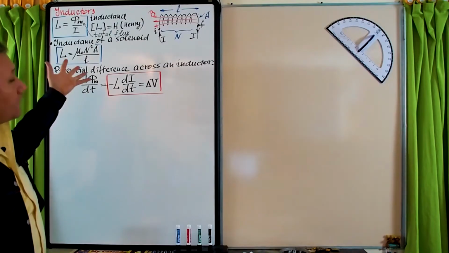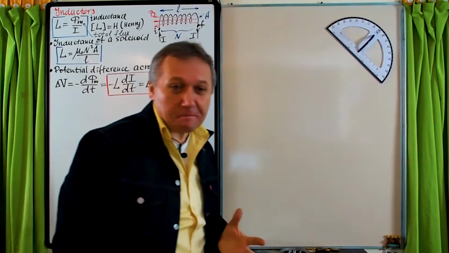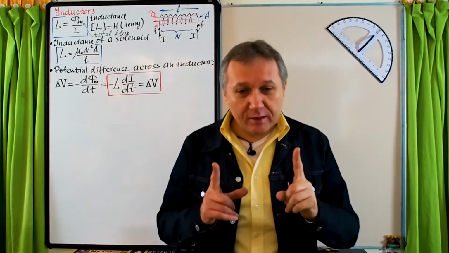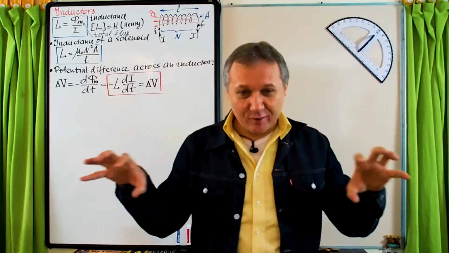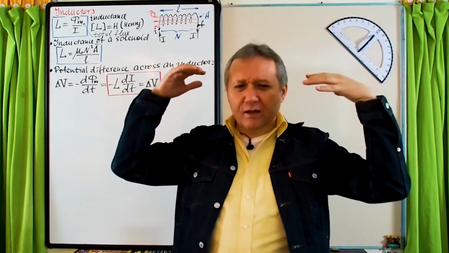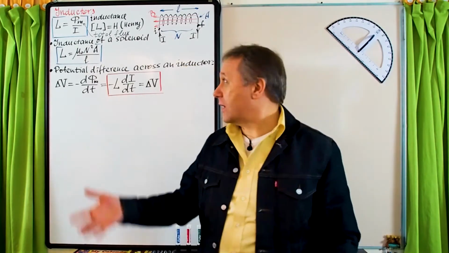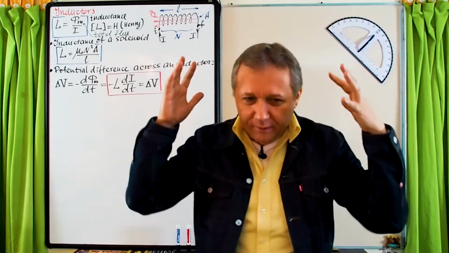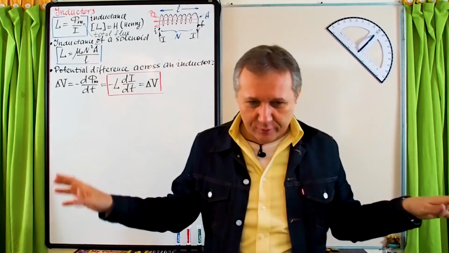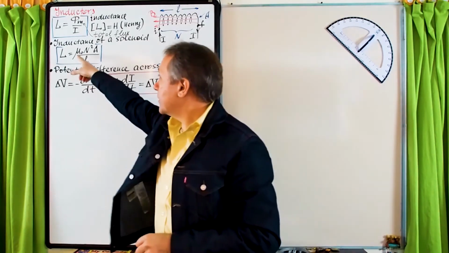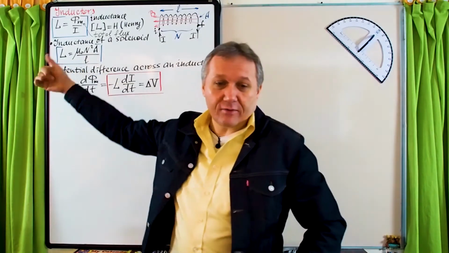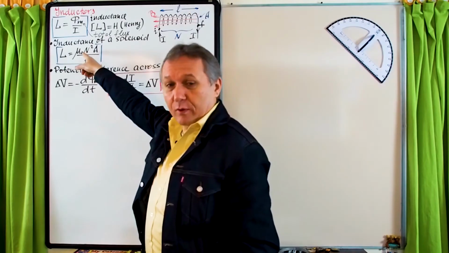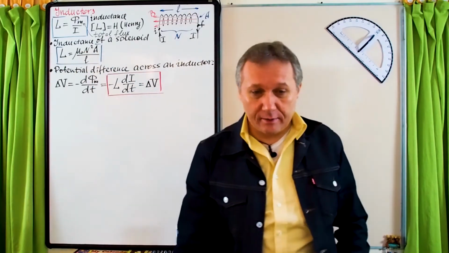The major feature of this formula is that it depends only on the geometry and the material inside of the solenoid. It doesn't matter what current flows in the solenoid, or the potential difference across the solenoid, or the magnetic field inside. None of those. Only material, mu naught, which tells us it's a vacuum inside of the solenoid, and geometry: number of loops, cross-sectional area, and the length.